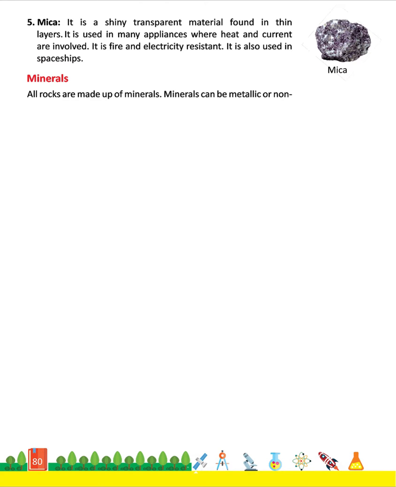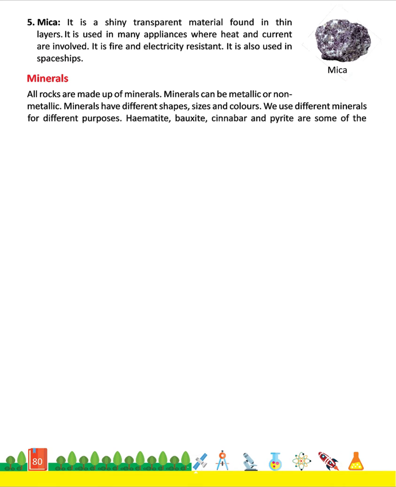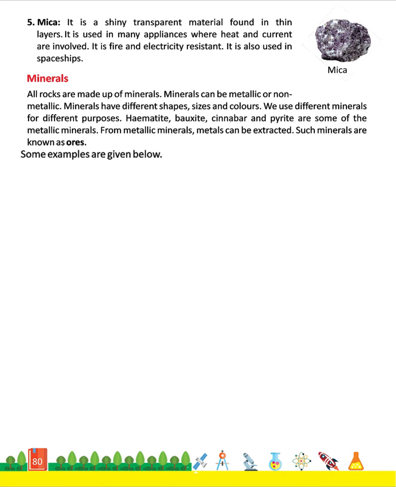Minerals can be metallic or non-metallic. Minerals have different shapes, sizes and colors. We use different minerals for different purposes. Hematite, bauxite, cinnabar and pyrite are some of the metallic minerals. From metallic minerals, metals can be extracted. Such minerals are known as ores. Some examples are given below.